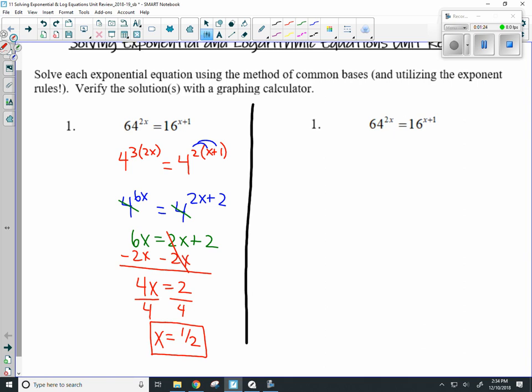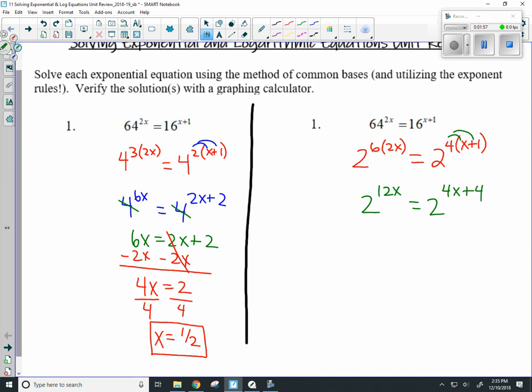I'll show you how to check this in a second, but I wanted to show you the second option. If you saw 64 and you're going to write it as 2 to the 6th power instead, you can do that and leave the 2x up there. And if you viewed 16 as 2 to the 4th, you can do that. It's going to change what our next step looks like a little bit, but the process is the same.